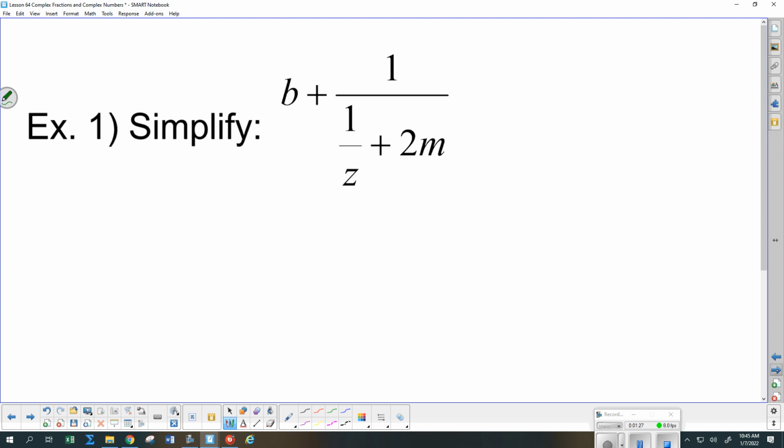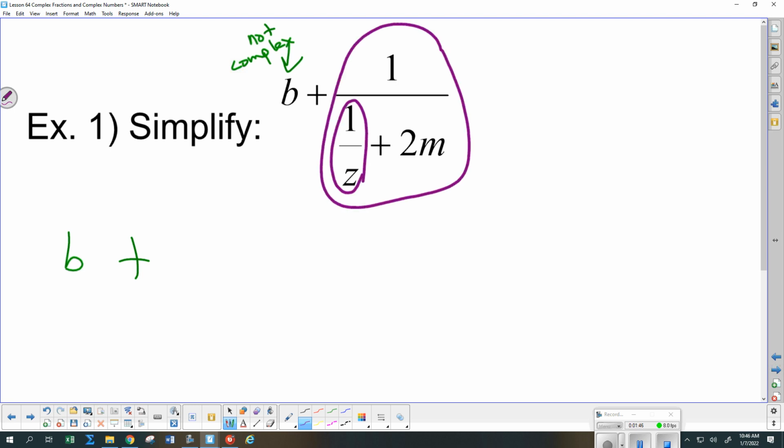This b is all by itself. It's not part of anything with a fraction. It is not at all complex. So I'm not going to worry about it for right now. It's going to stay b plus something. But that other part is a mess because I do have this little fraction inside of the big fraction. So it is a complex fraction. So that's the part that I want to try to clean up a little bit here.